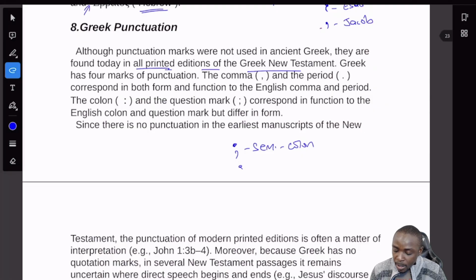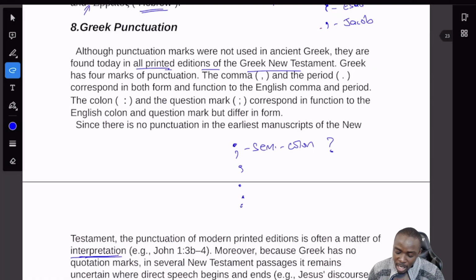So you have the comma, then you have the period mark, then you have the semicolon. Then you have the colon, and then you have the semicolon, which is the question mark. So these are the 4 punctuation marks, right? So since there is no punctuation in the early manuscripts of the Greek New Testament, the punctuation of modern printed editions is often a matter of what? Interpretation, right? We're not claiming that the punctuation is the word of the Lord, because it's human beings who put the punctuation there, all right?